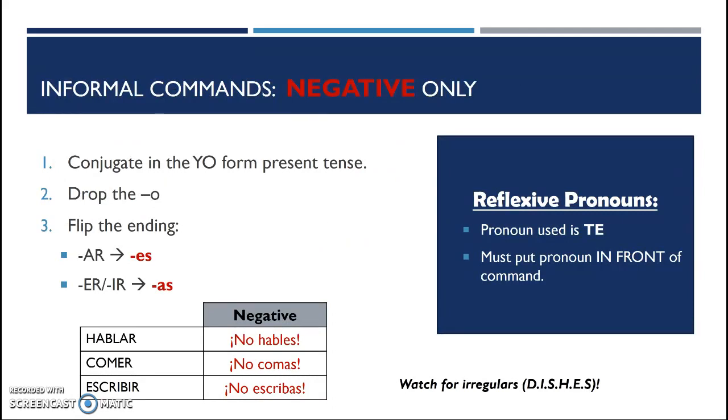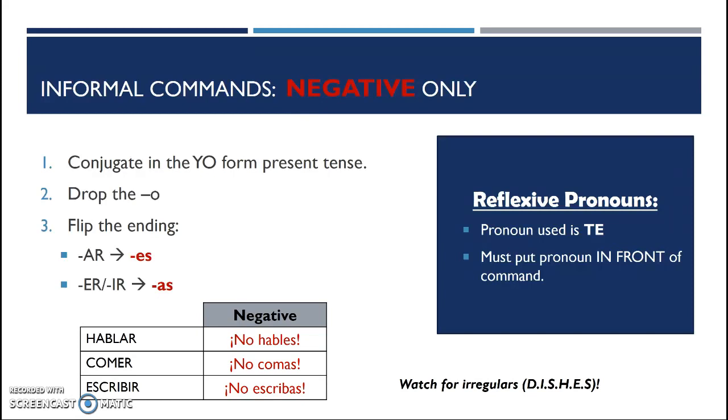Okay, now we're going to have to shift gears completely, because affirmative commands have their own set of conjugations and negative have their own set of conjugations. Two different ways to look at the same type of command form, an affirmative way and a negative way. Now we're in the negative form.